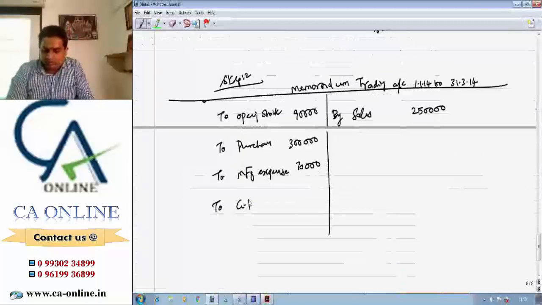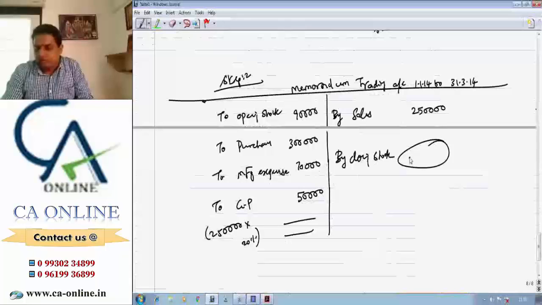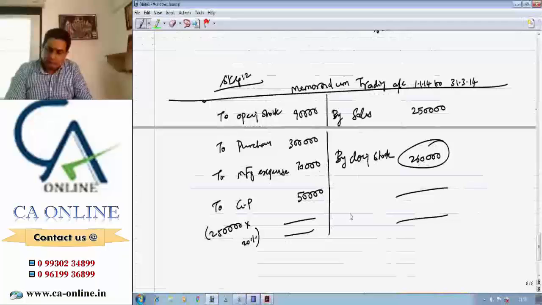Then gross profit: 2 lakh 50,000 into 20%, 50,000, by closing stock 2 lakh 60. There is no salvage value also. And what is your policy amount? 3 lakhs. Stock value 2 lakh 60. It is over insured. No need to do average clause. 2 lakh 60 will be the claim. That's all.